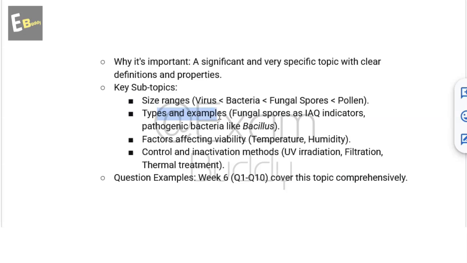Types and examples: fungal spores as IAQ indicators, pathogenic bacteria like Bacillus, factors affecting viability, temperature, humidity, control and inactivation methods, UV irradiation, filtration, thermal treatment. Question example: week 6, question 1st to question 10th cover this topic comprehensively.